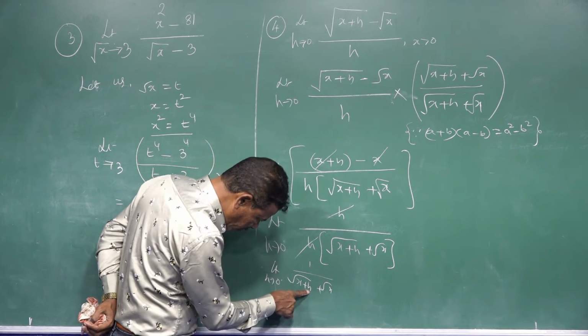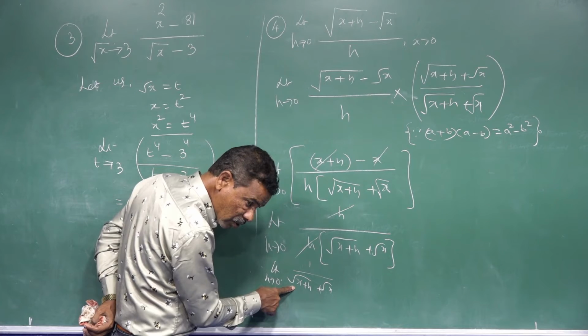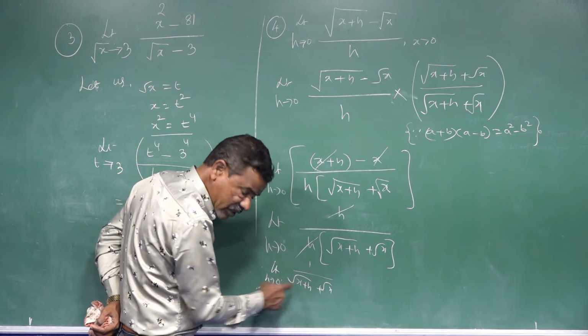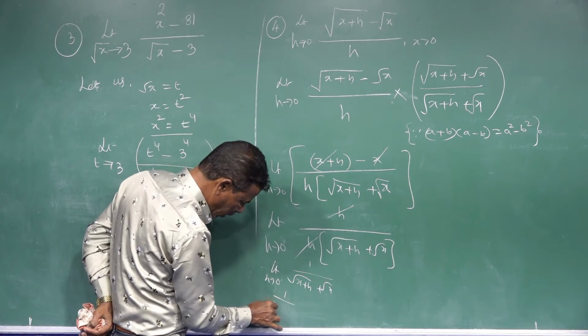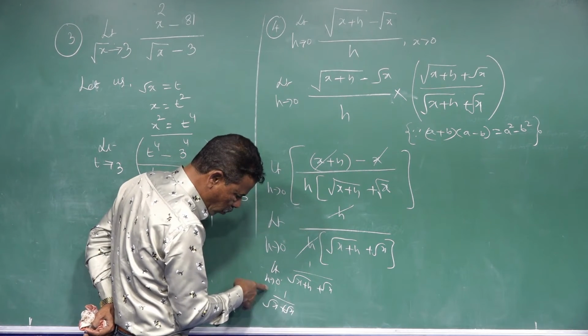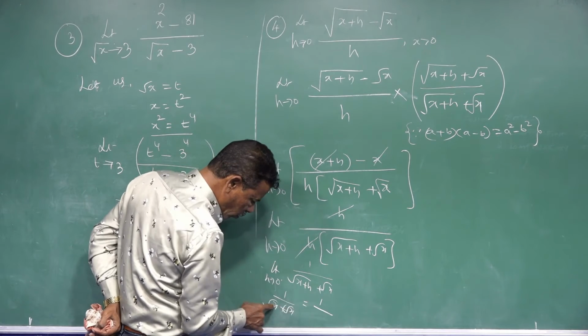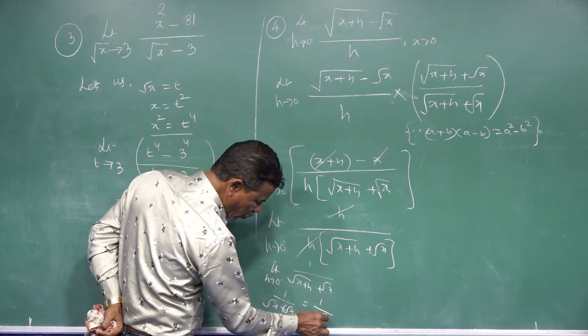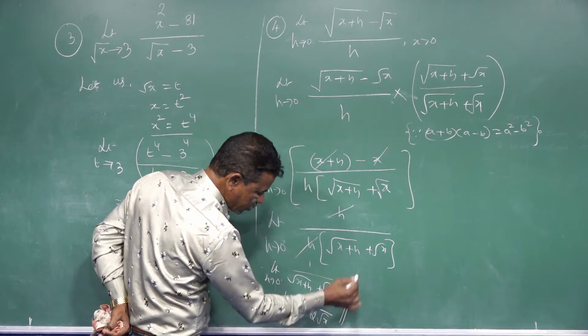Here h tends to 0 means h becomes 0. Here root x also remains. So 1 by root x plus root x. When we apply the limit h tends to 0, this is equal to 1 by root x twice. So 1 by 2 root x. This is the answer.